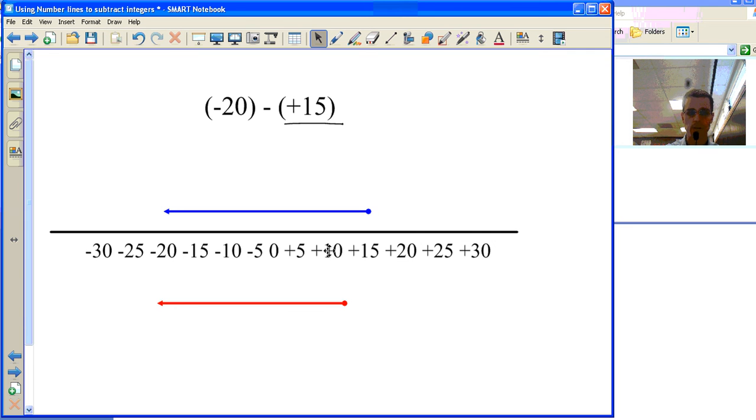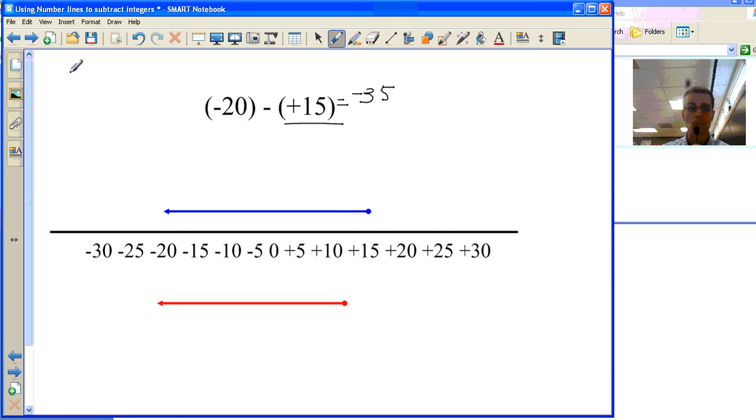Well, we count by fives. 5, 10, 15, 20, 25, 30, 35. So I know my answer is going to be 35. That's a really bad 3, but that's okay. And the question is, is it negative or positive? Well, it's going to be a negative because I went back along the number line.